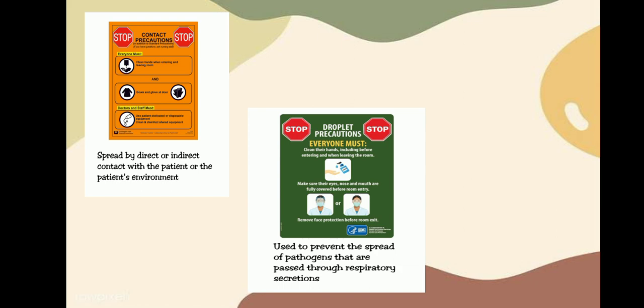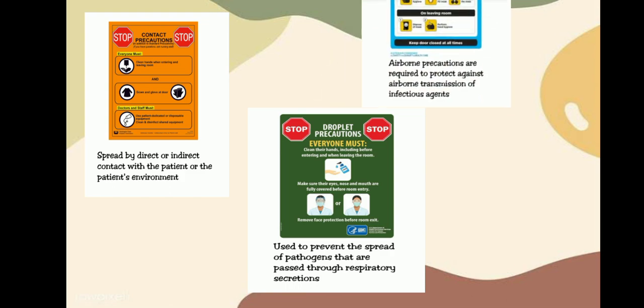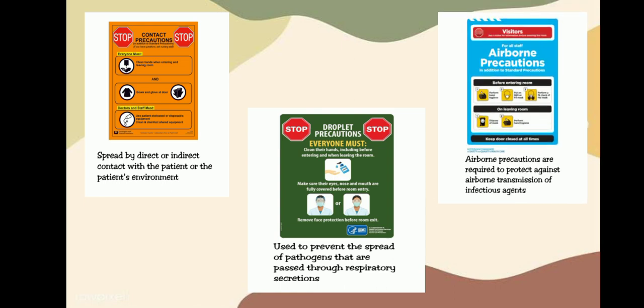Droplet precautions. These droplets are relatively large particles that cannot travel through the air very far. They are transmitted through coughing, sneezing, and talking, used to prevent the spread of pathogens that are passed through respiratory secretions. And last is airborne precaution. Are bacteria or viruses that are most commonly transmitted through small respiratory droplets. Airborne precautions are required to protect against airborne transmission of infectious agents.